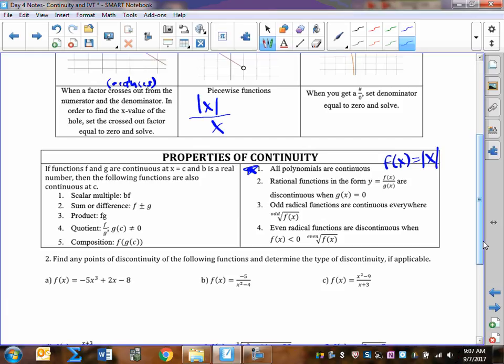Can you guys think of any other of our parent functions that's continuous on the whole domain? I'll give you a hint. Well, quadratic is one, but it's part of our polynomial category. 5th letter of the alphabet.